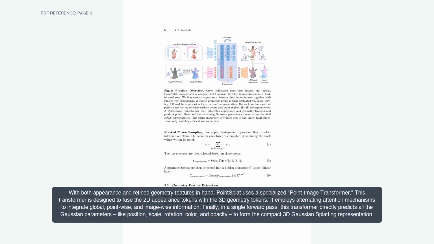With both appearance and refined geometry features in hand, PointSplat uses a specialized point image transformer. This transformer is designed to fuse the 2D appearance tokens with the 3D geometry tokens. It employs alternating attention mechanisms to integrate global, pointwise, and image-wise information. Finally, in a single forward pass, this transformer directly predicts all the Gaussian parameters, like position, scale, rotation, color, and opacity, to form the compact 3D Gaussian splatting representation.